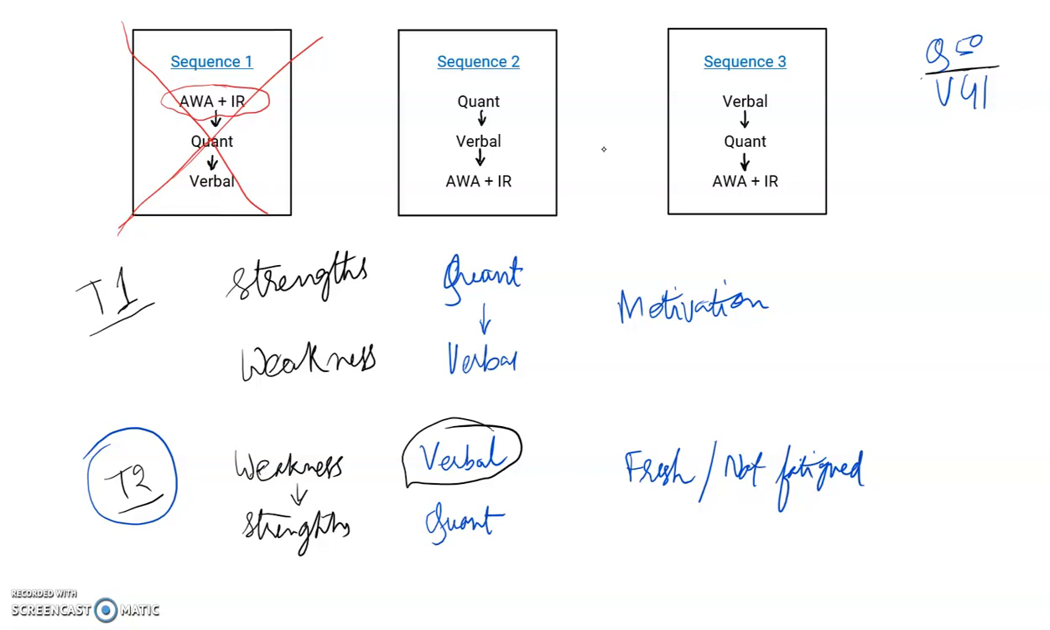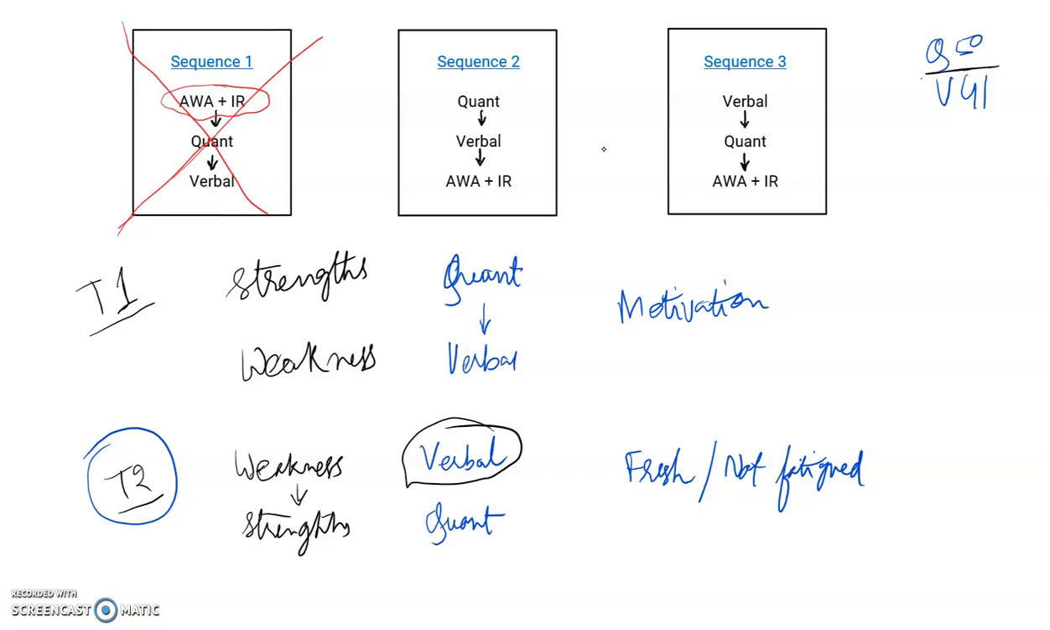The second reason why I chose verbal first was that verbal requires you to read a lot. You have to read RC passages, you have to read CR arguments, you have to draw a lot of inferences from a lot of content. I understand in quant also you need to think, but in verbal you have to process a lot of information at one time. So it is very important that your mind is not feeling fatigued. If you are fatigued, then it is not going to help you.